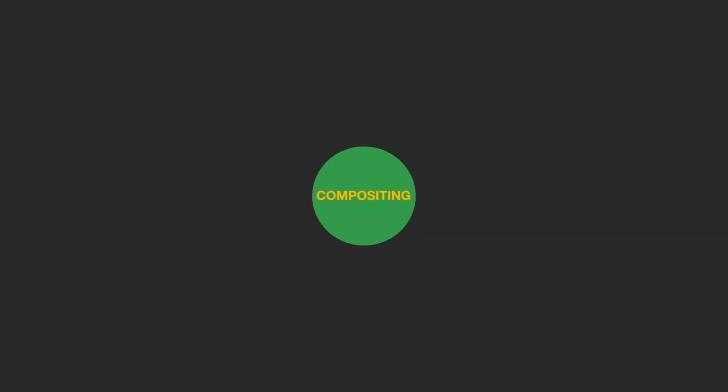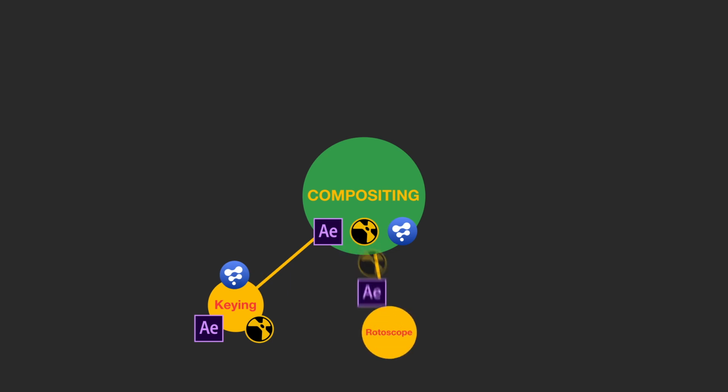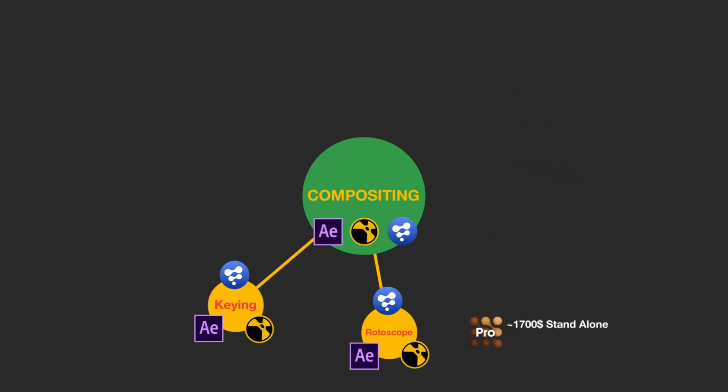Well, as we learned, for compositing, it's After Effects, Nuke or Fusion. There might be other software as well. You can also use the compositing software for green screen removal, as well as rotoscoping. Those software have all the tools there. However, if it gets more complicated, there's a software called Mocha Pro. It's around $1,700. You can buy it as a plugin for the software or as a standalone unit as well.